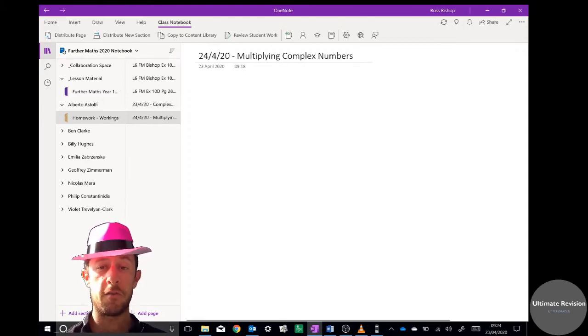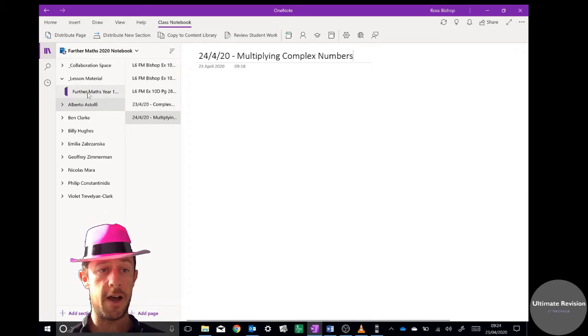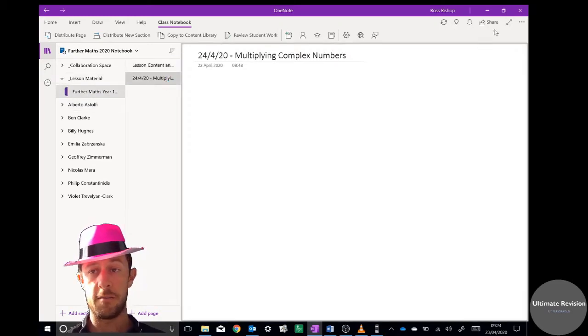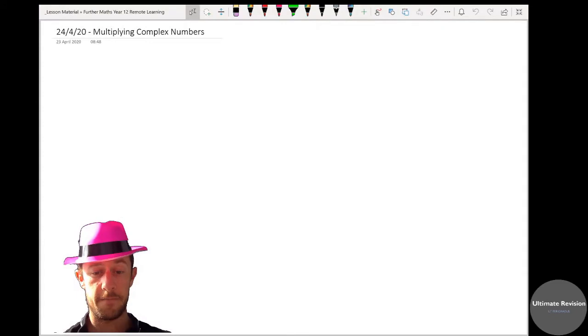Today we're continuing with complex numbers. I've created a new page for you here, the 24th. Please can you put all your work for today in this page? I'm going to create a new page each lesson, so just put it in the right page. And today we're looking at multiplying complex numbers. Really, really easy. Let's make a start.